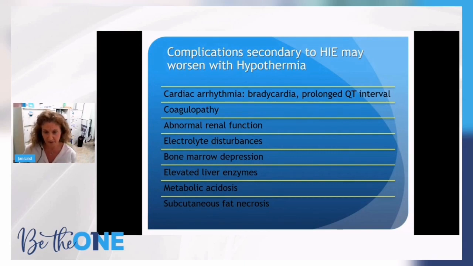Cardiac arrhythmia, bradycardia with a prolonged QT with an increased risk of ventricular fibrillation, coagulopathies, abnormal renal function, electrolyte disturbances, some bone marrow depression, elevated liver enzymes, metabolic acidosis, and a risk of subcutaneous fat necrosis. So we'll take a look at some of these complications throughout the presentation.